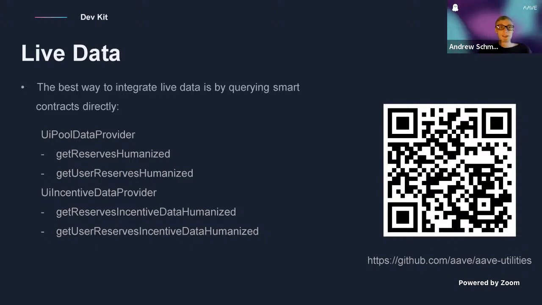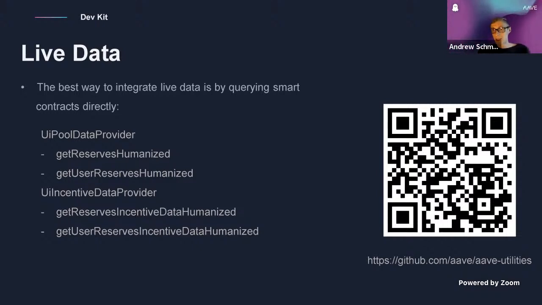You can see the parameters for user reserves. This is all current position. So all of your A tokens, your debt tokens. And then for incentives, it's pretty self-explanatory. For get reserves, it's all of the assets which are currently earning incentives. What's their emission? What is the APY? Then the get user reserves is all of the reserves that a user has claimable.